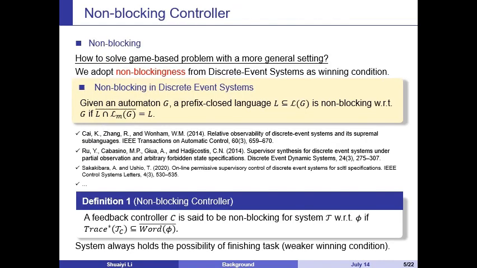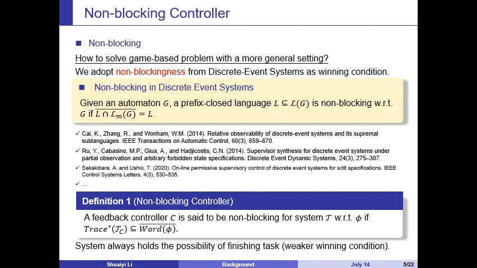As mentioned before, this game-based decision-making problem is hard to solve under a more general setting. So we adopt the concept of non-blocking from supervisory control of discrete event systems as the winning condition. In the field of discrete event systems, given an automaton G, a prefix-closed language L is non-blocking if it can always reach a desired state in the future regardless of the current state. Here are some literature reviews. We can define our non-blocking controller based on this definition.